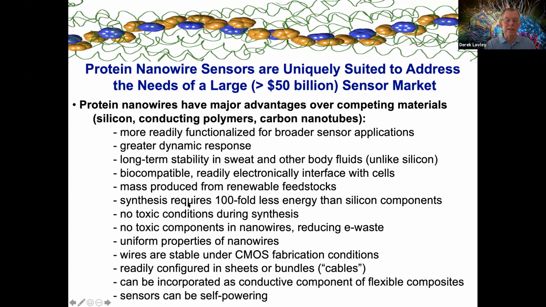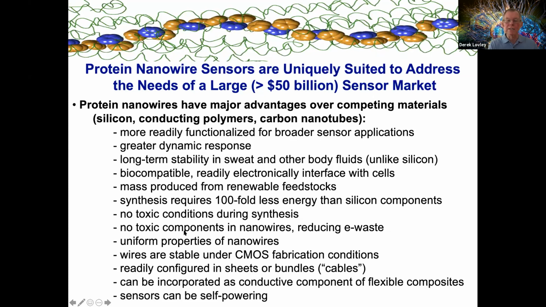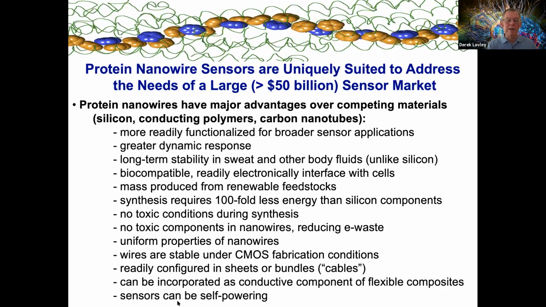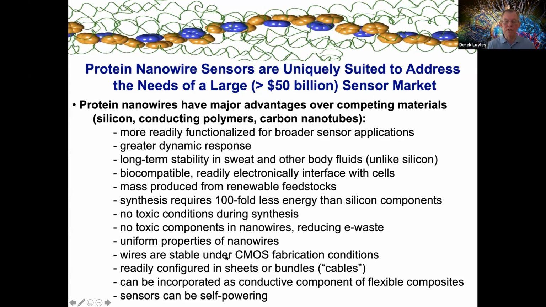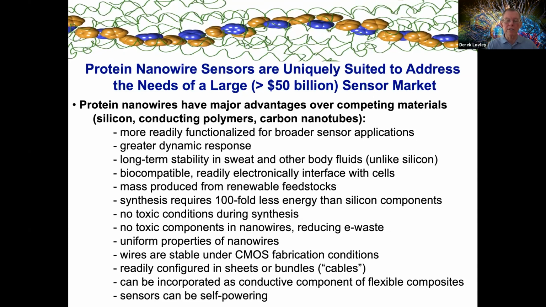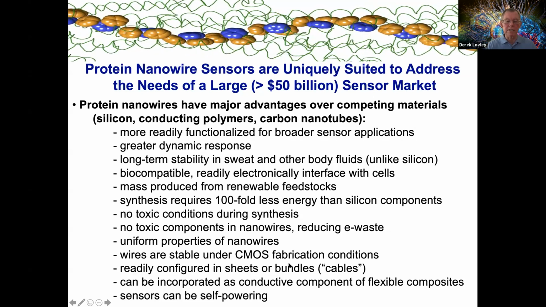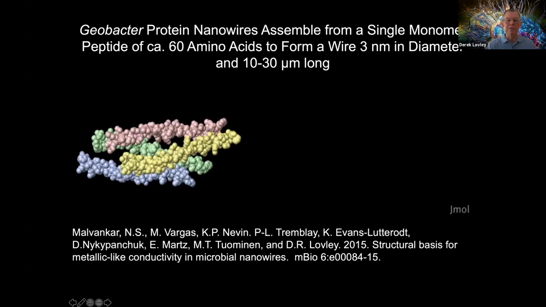And I've already mentioned the energy requirements, no toxic chemicals for making them, no toxic components in the final product. They're biodegradable. We get really uniform production. And despite the fact that they're a protein, they're super robust. They are stable under conditions typically used to make electronic devices. And I'll show you some of the other advantages as well, for example, self-powering.